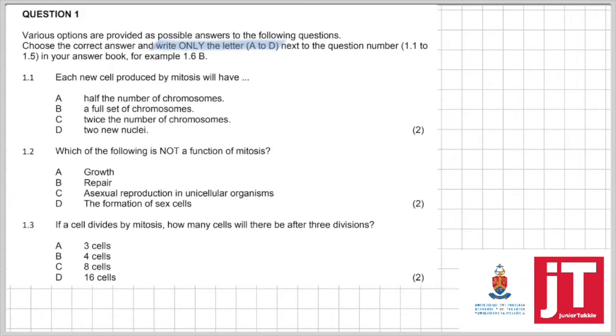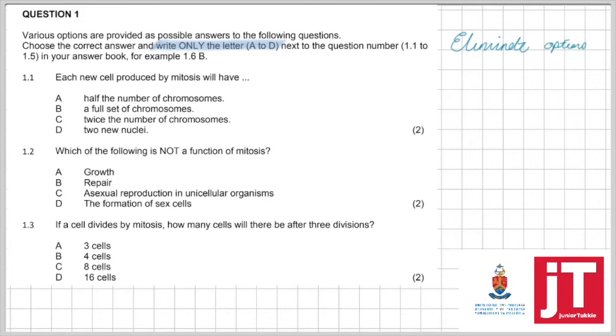So looking at this type of question, the question asks us to only write the letter A to D next to the question number in our answer book. So this is fundamentally important. If we rewrite the option that we choose in our answer book, we won't get the marks that we deserve. Okay, so that's the first thing to understand, is that we need to be writing only the letter of our choice in our answer book. Alright, so let's have a look now.